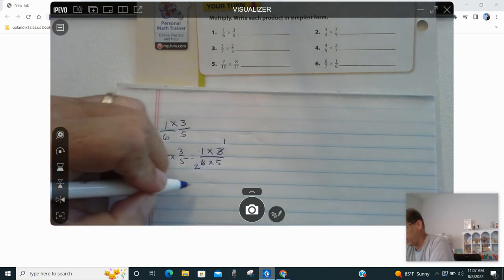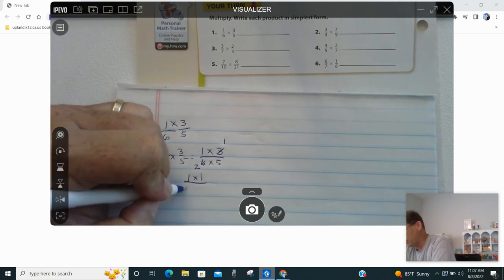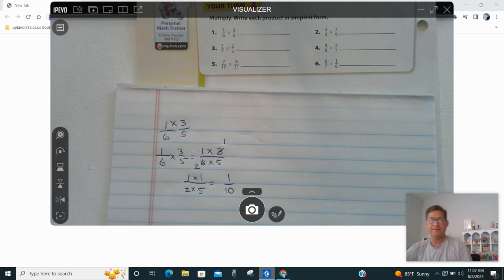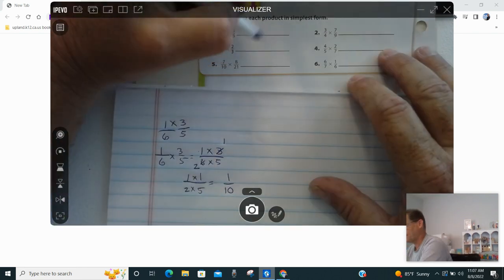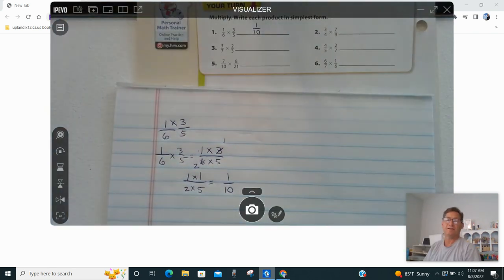Now let's multiply straight across. We have 1 times 1 in the numerators, and we have 2 times 5 in the denominators. So we have 1/10. So we can write 1/10 as the answer for number 1.